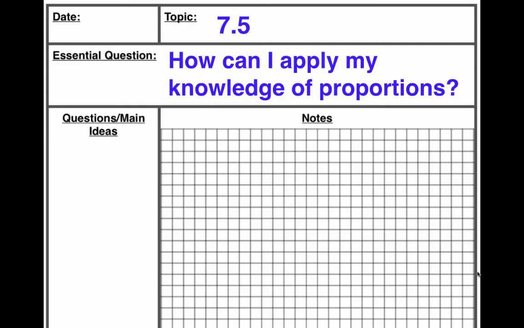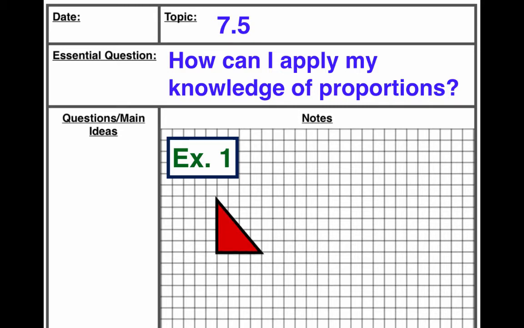We are going to talk about how I can apply my knowledge of proportions. So we're going to get more into proportions. We're talking about these a lot, so we're just going to try a problem. We're going to do an example, and our example is going to involve this little triangle. So in your notes, draw a triangle that looks like mine.